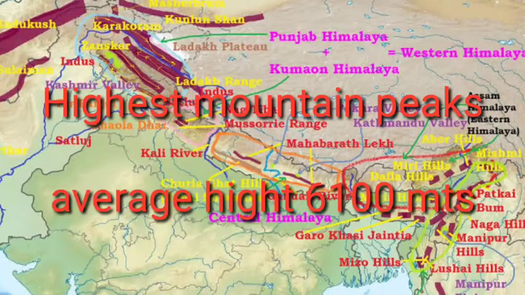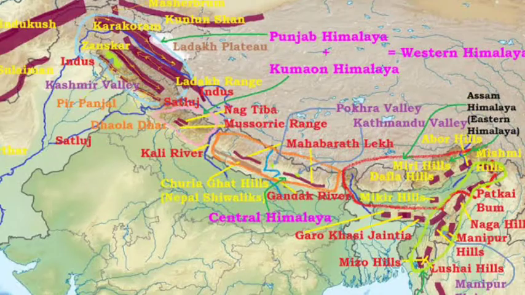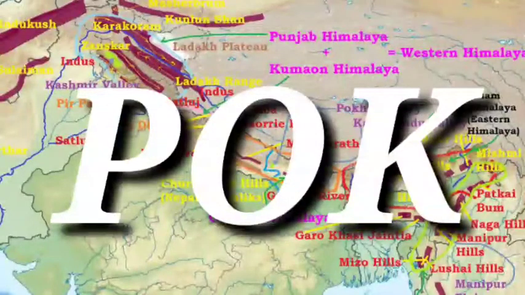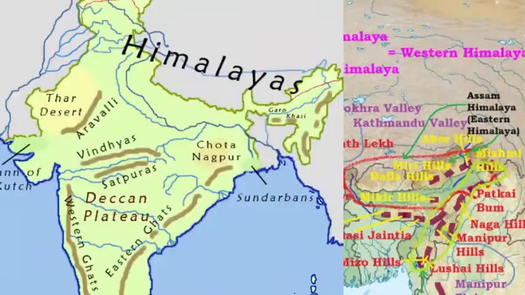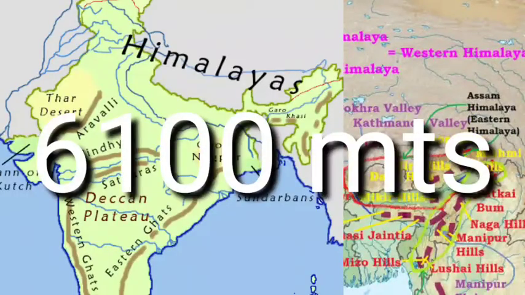Mount Everest, K2. K2 is also known as Godwin Austen. It is located in POK, Pak occupied Kashmir. The average elevation of Himadri is 6100 meters.